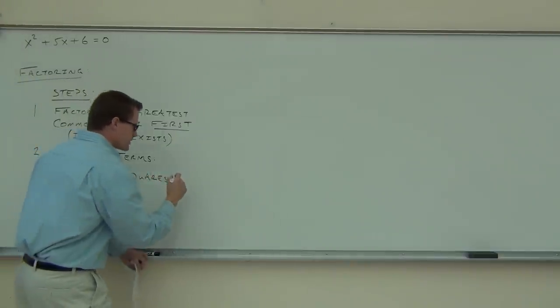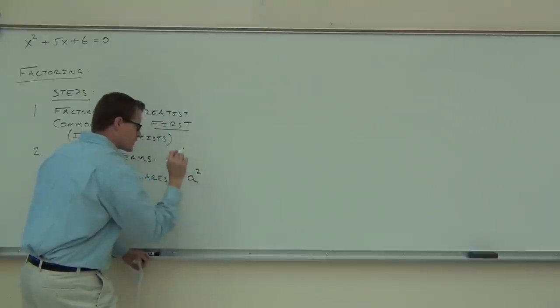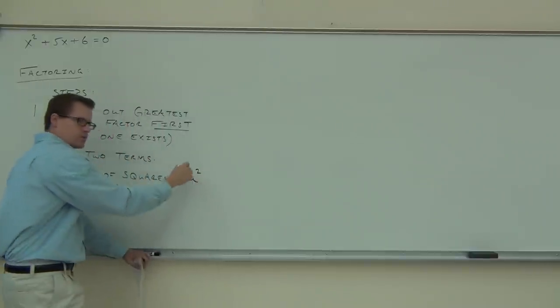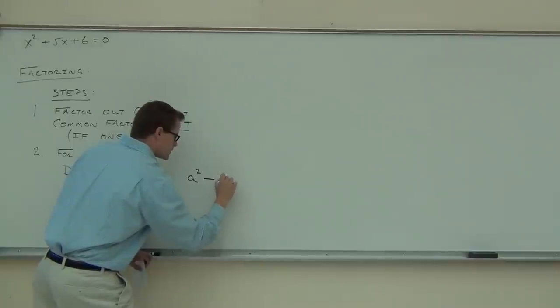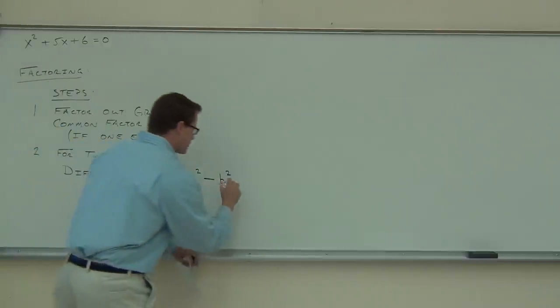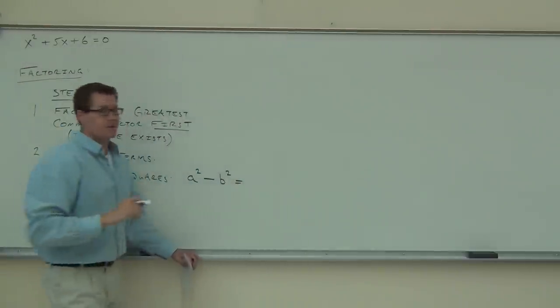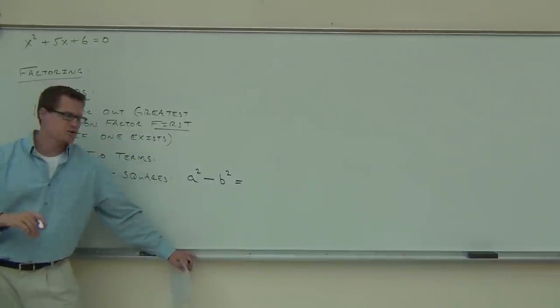So difference of squares looks like this. Here's the general form. You have some quantity squared. That's one squared. Minus means a difference. Some other quantity squared. That's the general form for difference of squares. The cool thing about a difference of squares is they can always be factored. Always, always, always. And here's how you do it. It's not hard to factor it. You just have to know the form. Here's how you factor a difference of squares.